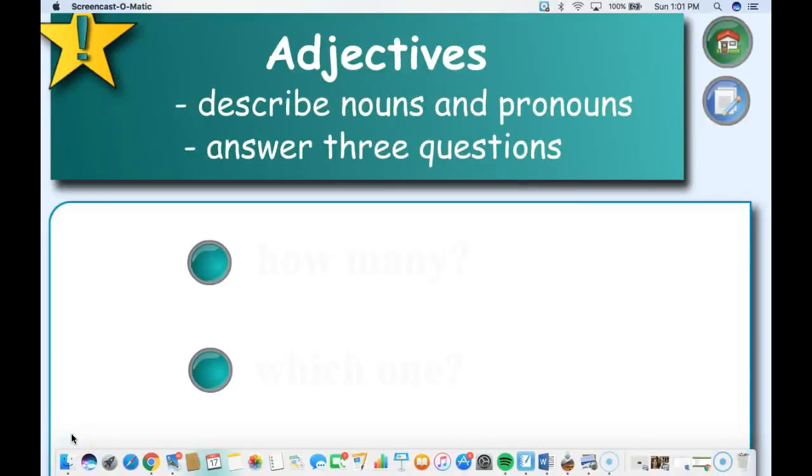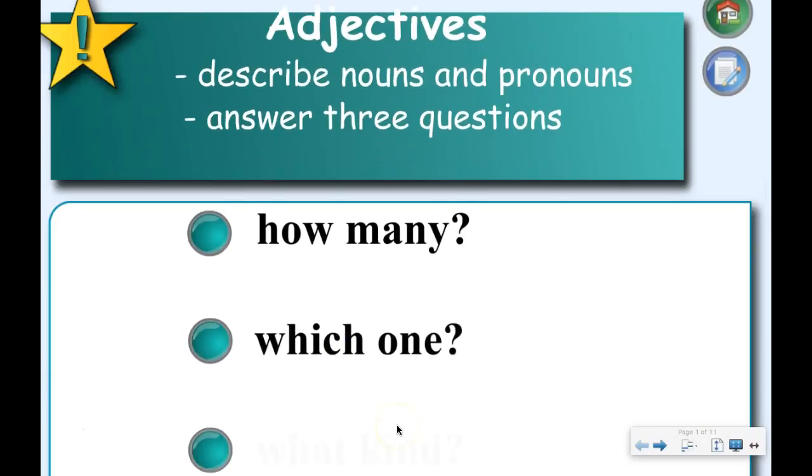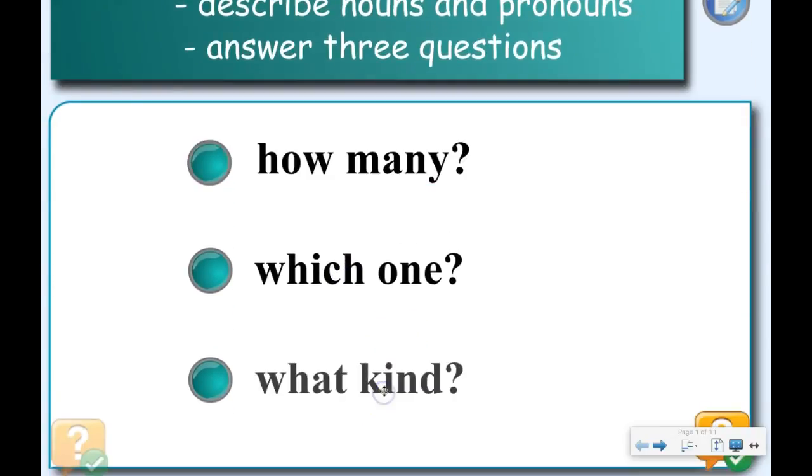Today we are going to be talking about adjectives. An adjective is a word that describes either a noun or a pronoun, and it may answer one or more of these three questions: How many? Which one? And what kind?